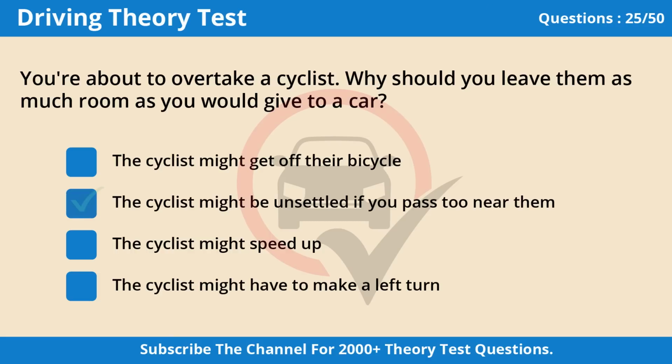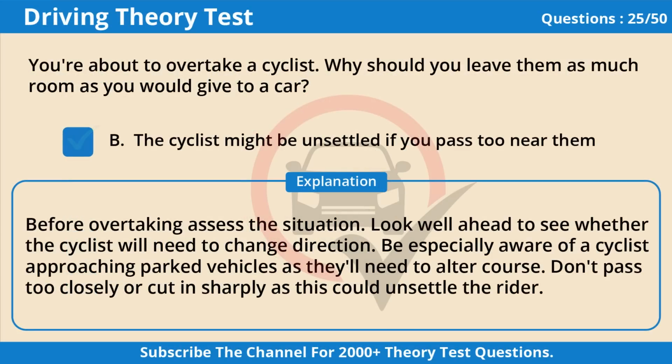B. The cyclist might be unsettled if you pass too near them. Before overtaking, assess the situation. Look well ahead to see whether the cyclist will need to change direction. Be especially aware of a cyclist approaching parked vehicles, as they'll need to alter course. Don't pass too closely or cut in sharply, as this could unsettle the rider.